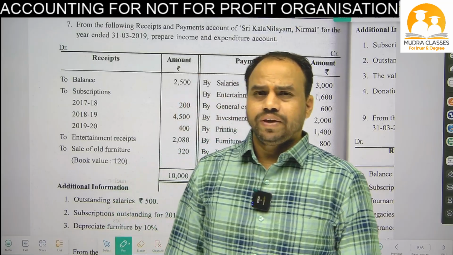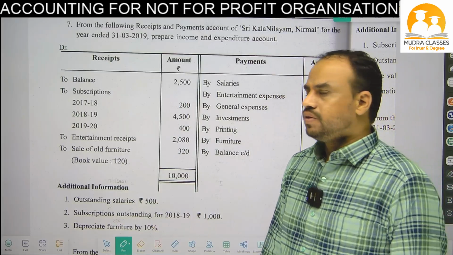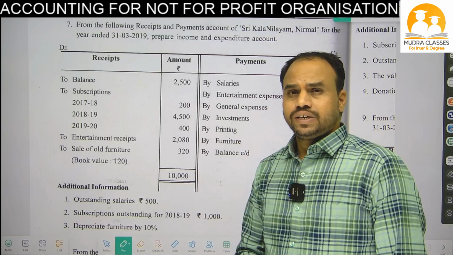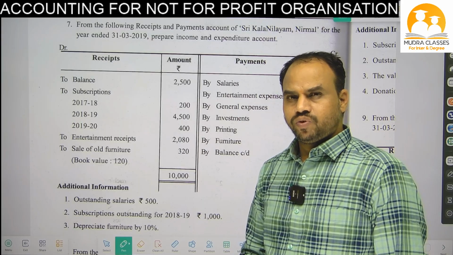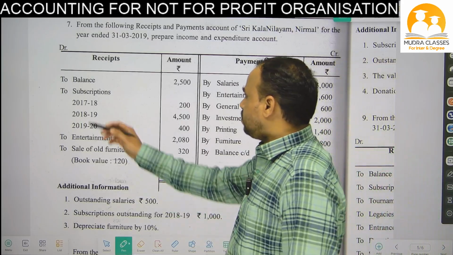Today in this session we will see question number 7 from not for profit organization. Compulsory questions for 10 marks are from question number 4 to 10. So now we will do the 7th question. What is given in the question?